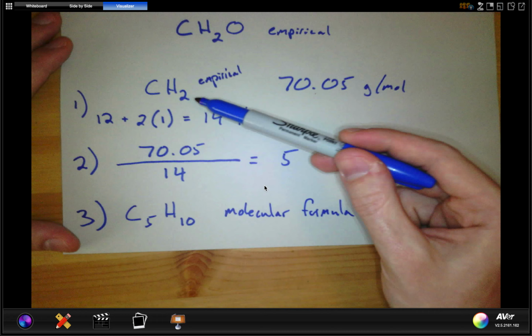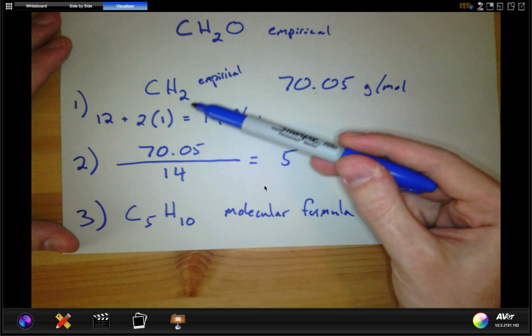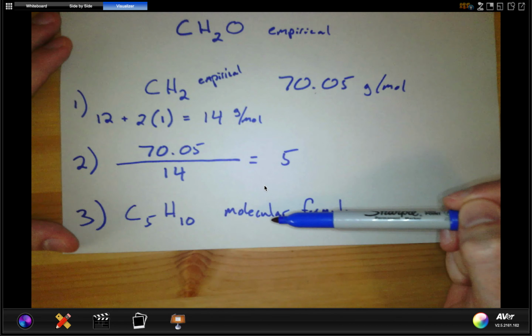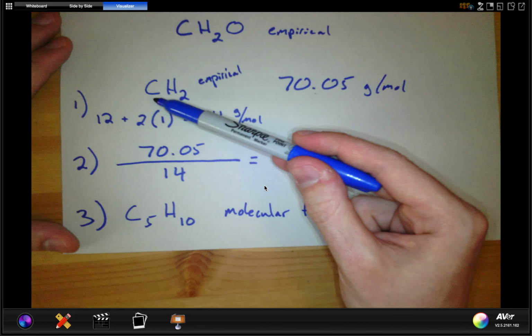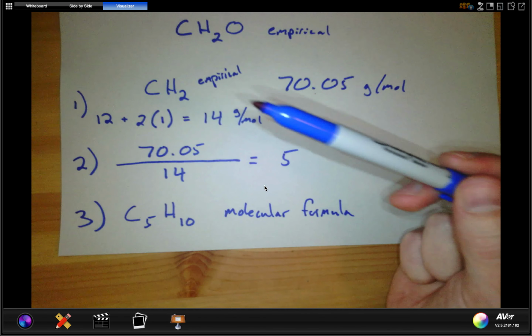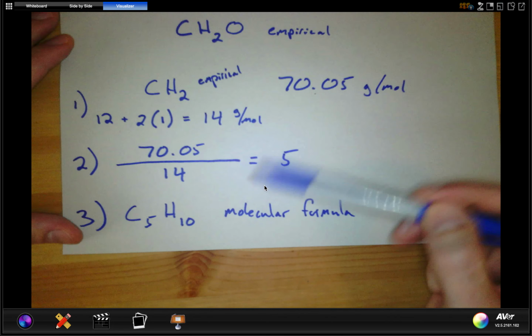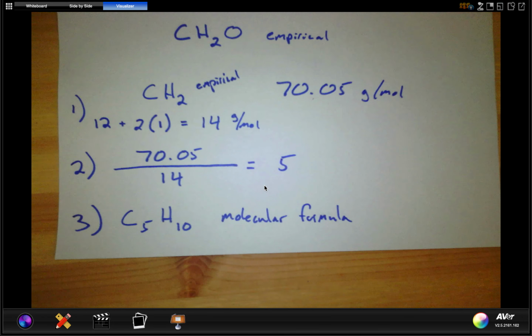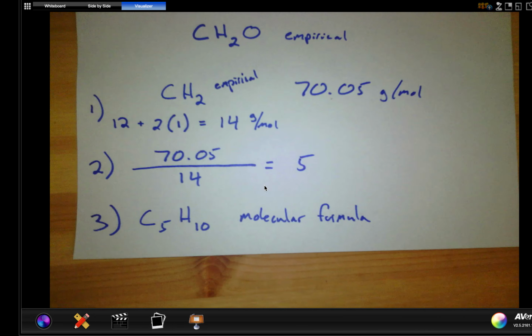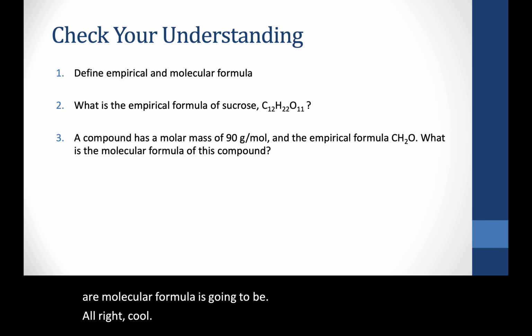And remember, something with an empirical formula of CH2 could have an infinite number of molecular formulas: C2H4, C3H6, C4H8, on and on forever. So we need this number here to really figure out what our molecular formula is going to be. All right, cool.